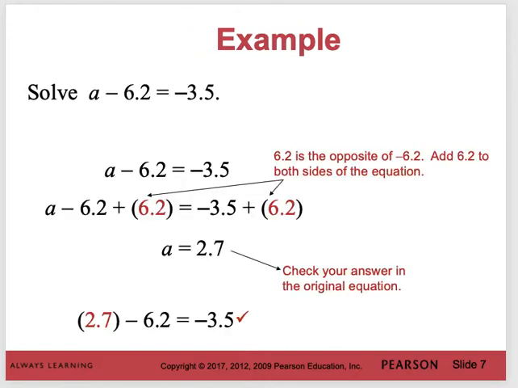So if I were to solve a minus 6.2 equals negative 3.5, the first thing I would want to do is get the variable isolated, or by itself, and to do that we would have to add 6.2 to both sides so that negative 6.2 plus 6.2 cancels out, and we can find the solution that a equals 2.7, and check our work.